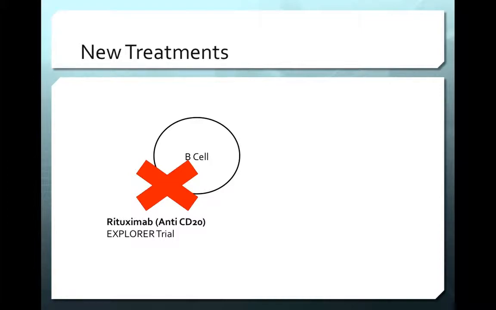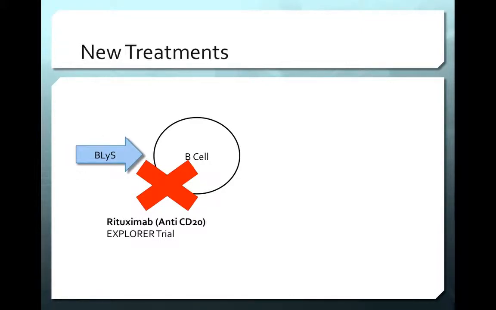Rituximab is an anti-CD20 antibody, and the big trial we have is the Explorer trial, which unfortunately showed no difference in major or partial clinical response in people that were already on aggressive background therapy. Despite this, due to no better alternative, it's sometimes tried. That trial is from 2010.